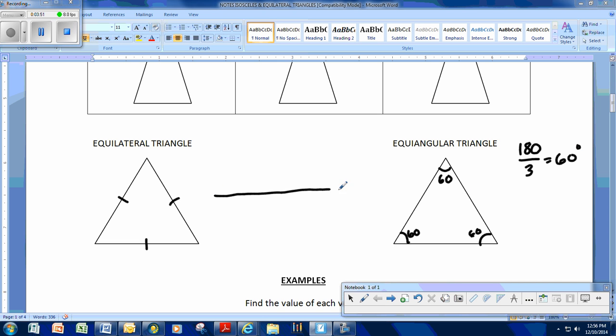Now, if a triangle is equilateral, it is also equiangular, and vice versa. If a triangle is equiangular, then that triangle is also equilateral. So I can go ahead and mark these angles congruent, and over here I can mark these sides congruent.